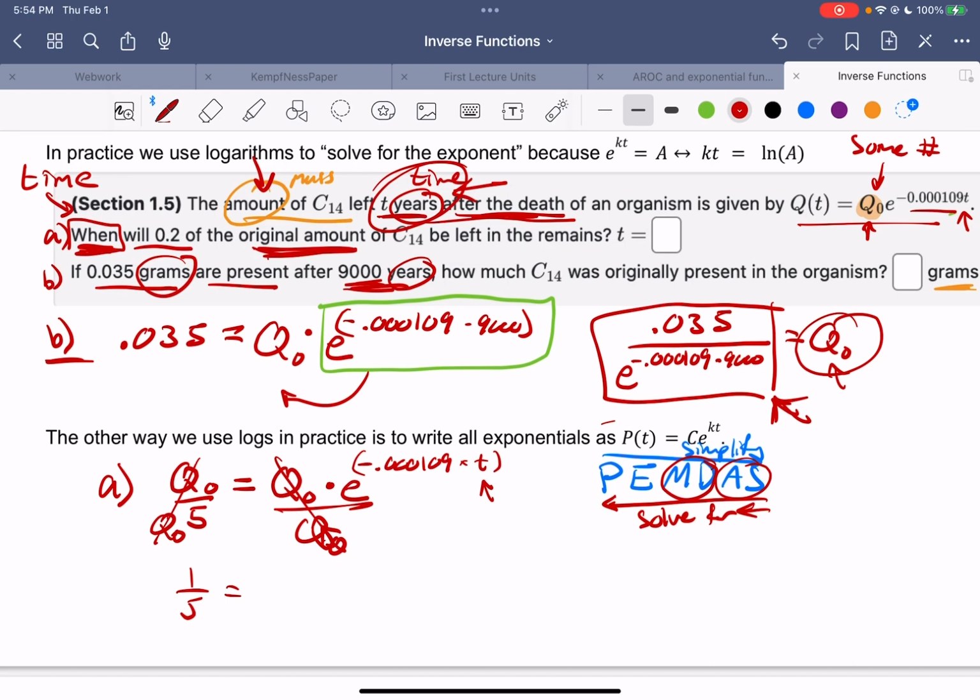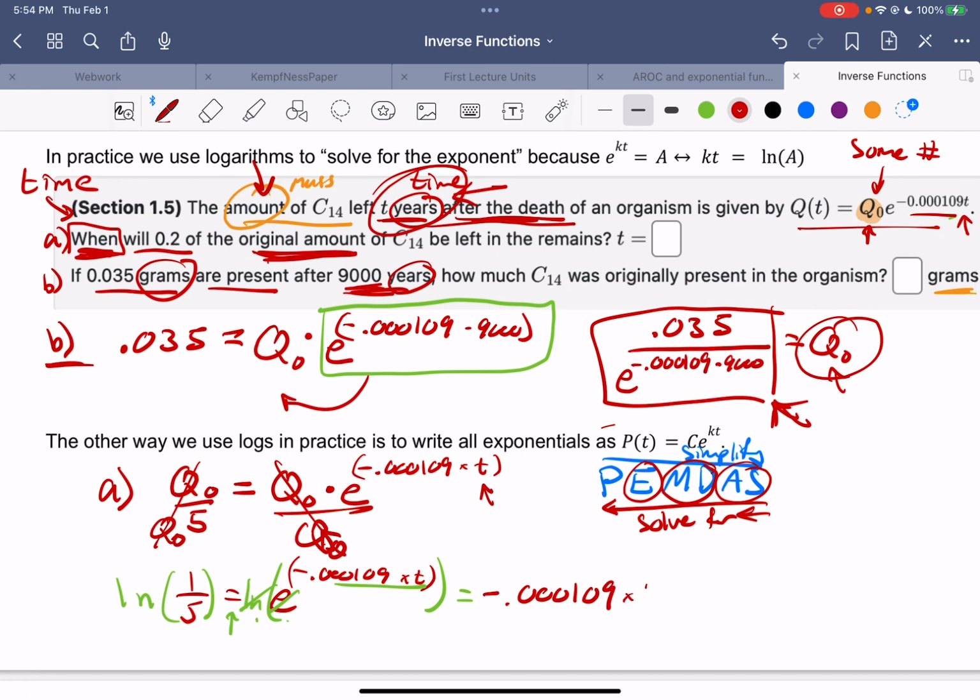Now I have 1/5 is equal to e to the negative 0.1231109 times t. Great. Is there an exponent? Yes, there is. Let's get rid of it. How do you get rid of exponents? You have to take the natural log. So I take the natural log of this, and it's going to equal the natural log of this. Natural log is log base e, so these two things undo one another, and the exponent pops out. So I have minus 0.1230109 times t.